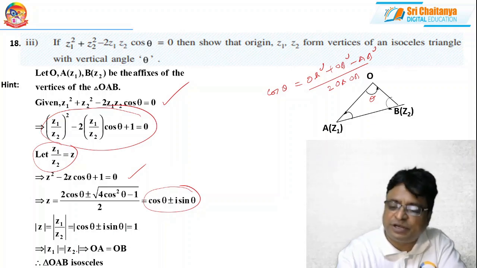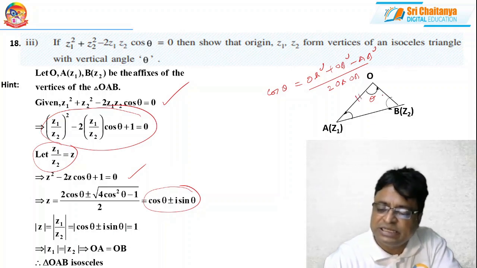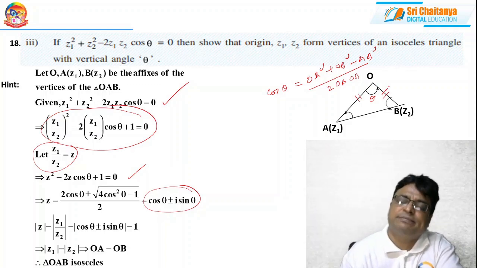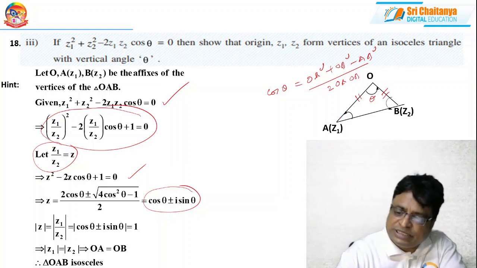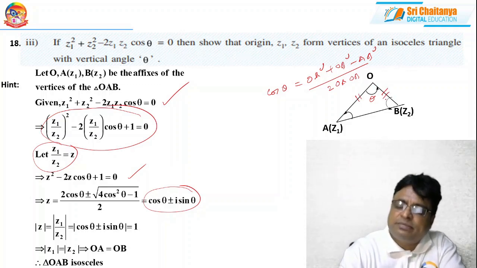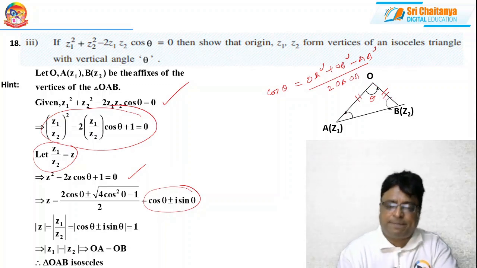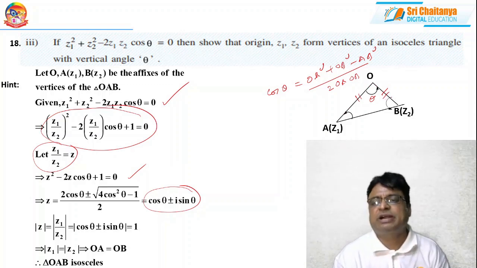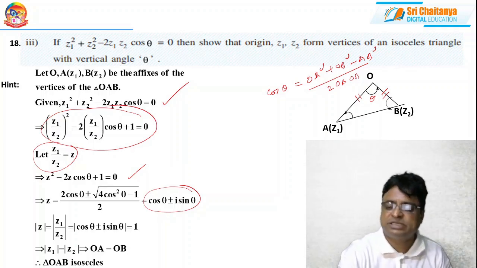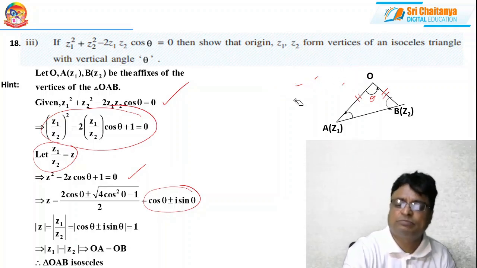So mod Z1 is equal to mod Z2. That means this side length and this side length are both the same. And this angle is theta. So now the triangle is isosceles. Enough, not necessary to do anything more.